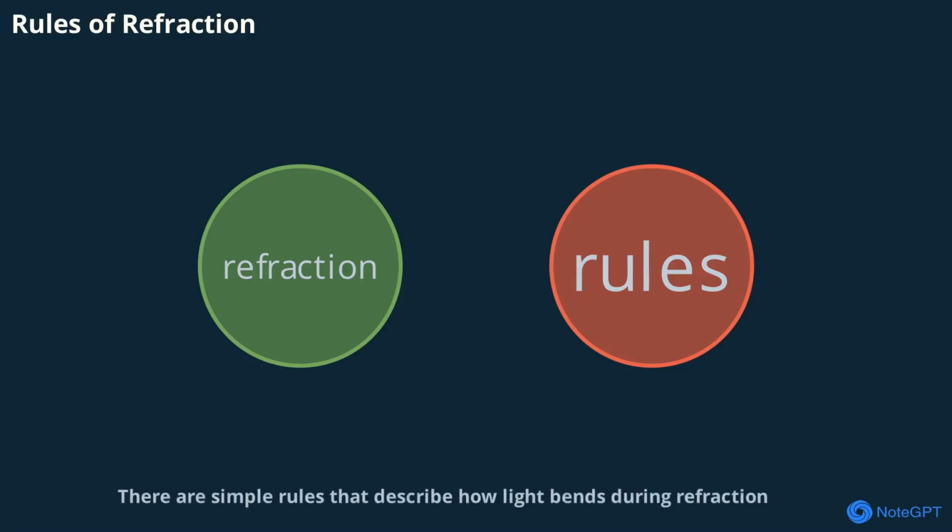There are simple rules that describe how light bends during refraction. When light enters a denser medium, it bends towards the normal. When it moves to a rarer medium, it bends away from the normal. These rules help us predict the path of light and understand optical phenomena like lenses and prisms.